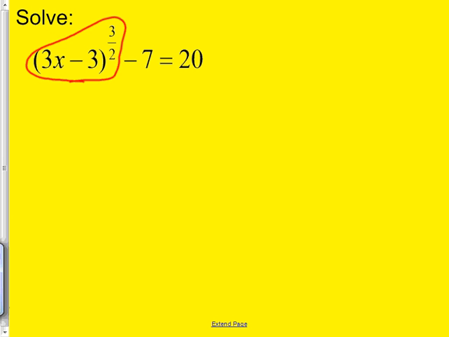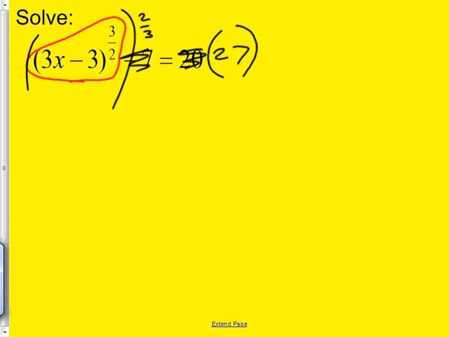Okay, here it is. Add 7 to both sides. All of a sudden, this is a 27. Then I put it to the power of, flip it, 2/3. Oh, it's an odd power, so therefore I'm good. I don't need absolute values.